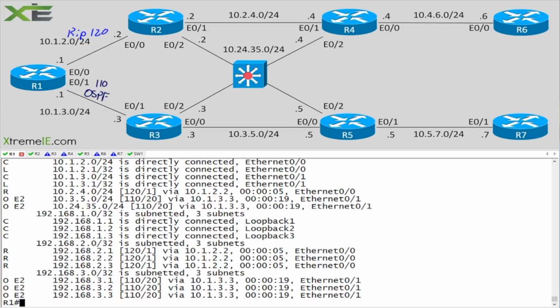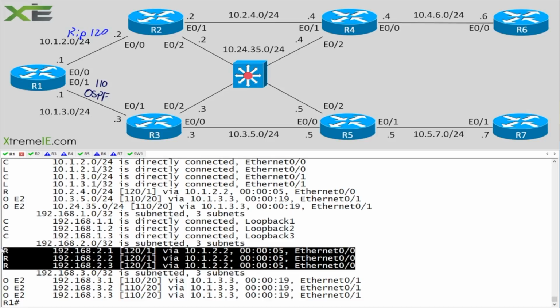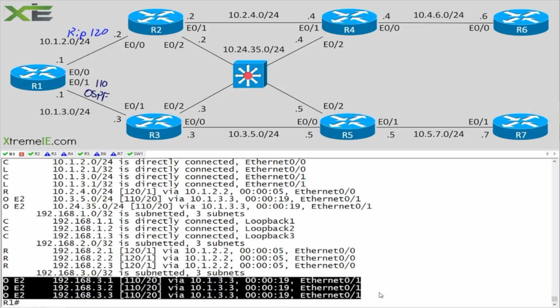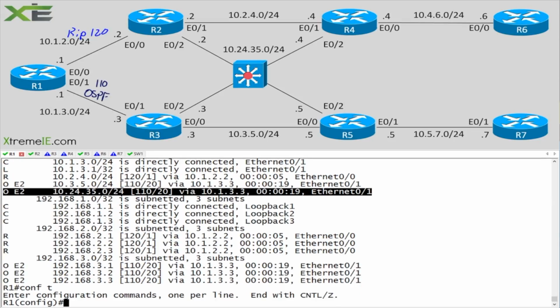You can see we have a mix of routes. We have these routes coming in as RIP on R1 from router 2. These guys are coming in as OSPF routes. The problem is that I need to pick router 2 for this particular lab, and we need to do this using the distance command, because unfortunately OSPF is taking precedence over RIP. So let's change this.